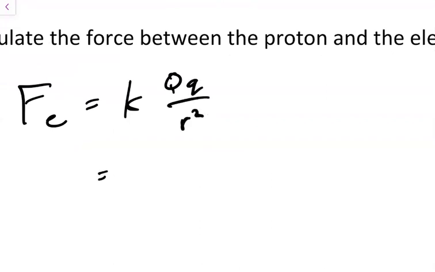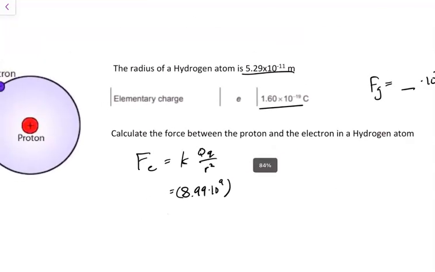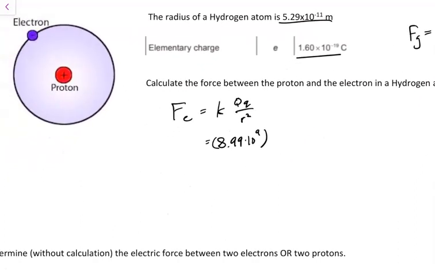Where we have k equals 8.99 times 10 to the 9th. Again, we assume that if it doesn't tell us we're in a different medium that has a different electric constant, then we won't need to solve for a new Coulomb constant. I'm going to pause this video and show the work, and then we'll solve it.